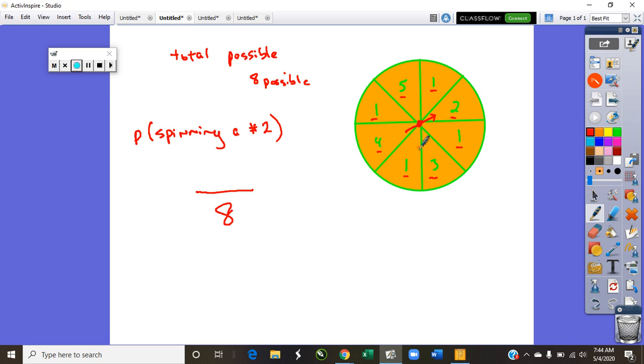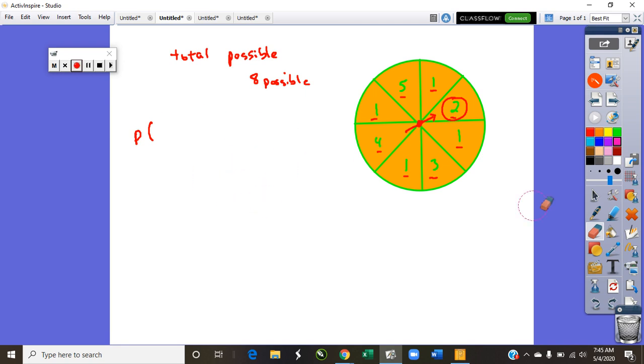Okay. So if I was to spin this thing, well, remember that top number in the ratio is favorable outcomes. In other words, what we want to get is a what? A 2. How many 2s are on this board? I only see 1. So the probability of me spinning a 2 would be what? A 1 out of 8. Make sense? I can only get a 2 on 1 of the 8 possible outcomes on this board. All right. Let's take a look at another one.